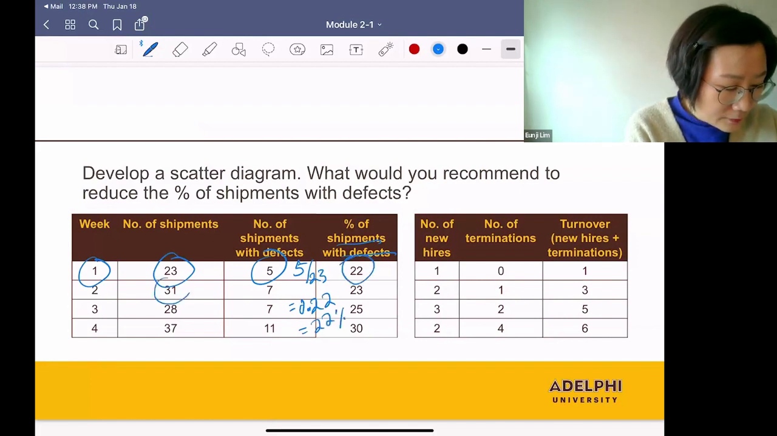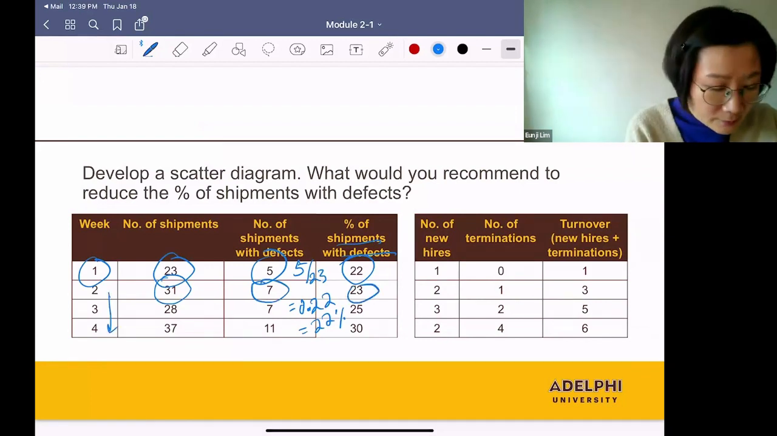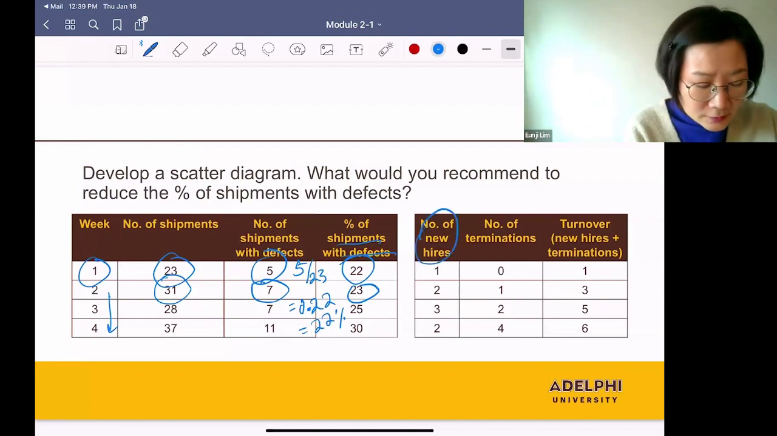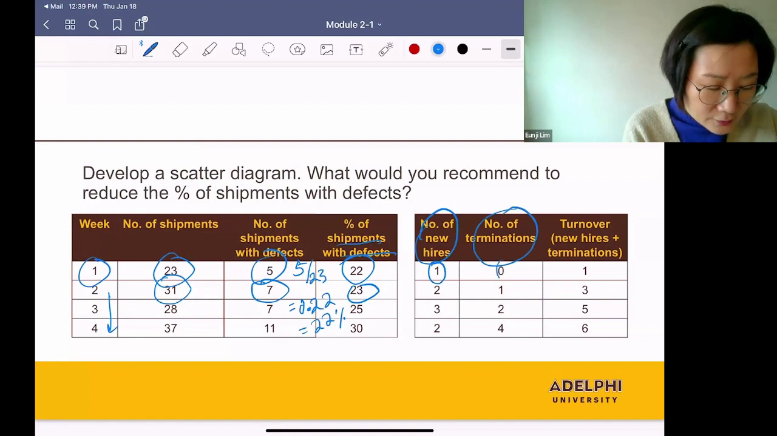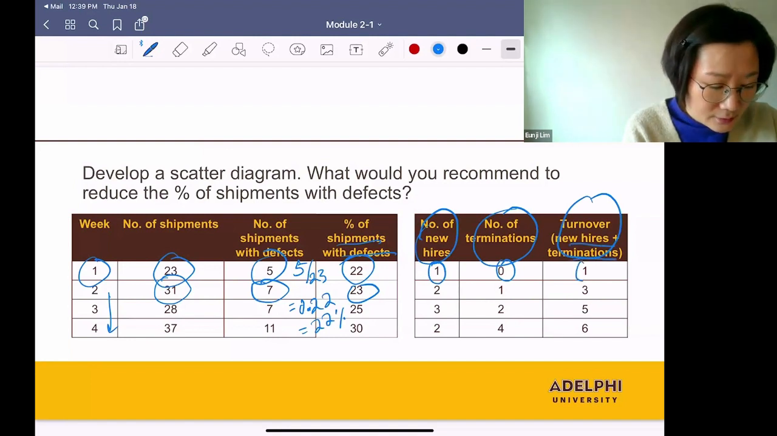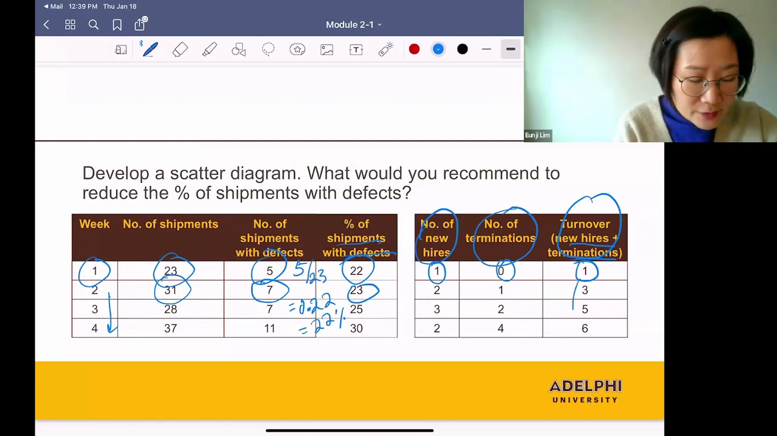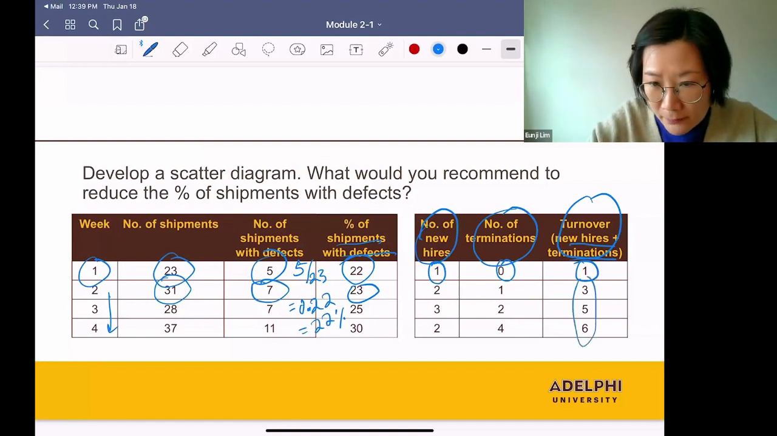And you have similar information for the rest of the week. Now, on the other hand, you have the number of new hires. In the first week, you hired 1 person. And the number of terminations, 0 terminations in the first week, and the turnover, which is the sum of the number of new hires and terminations. And we have similar information in the rest of the weeks.